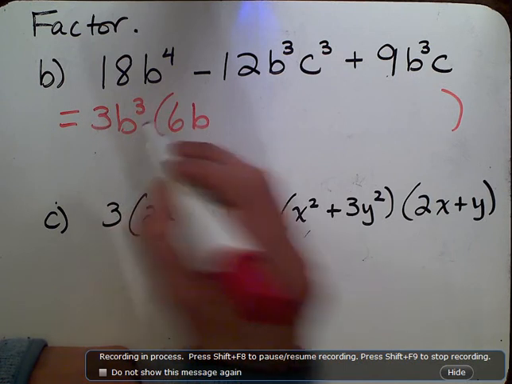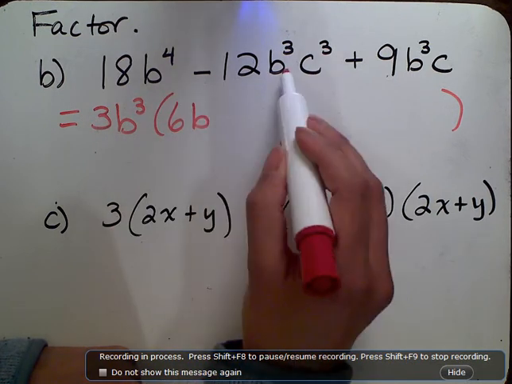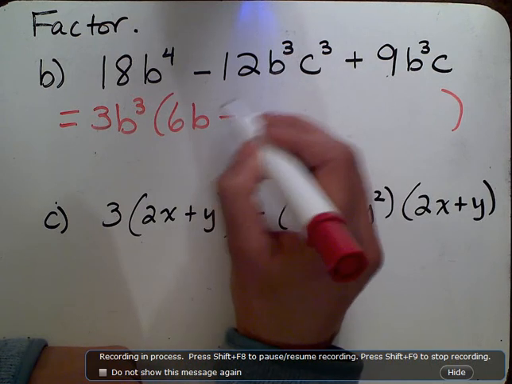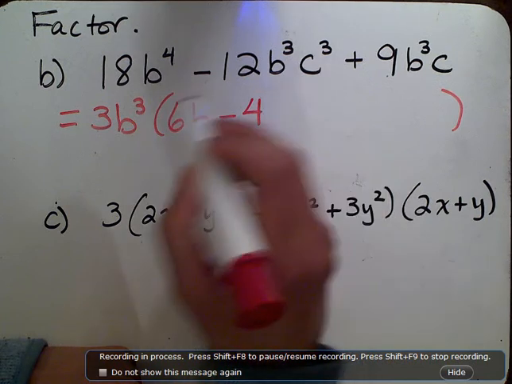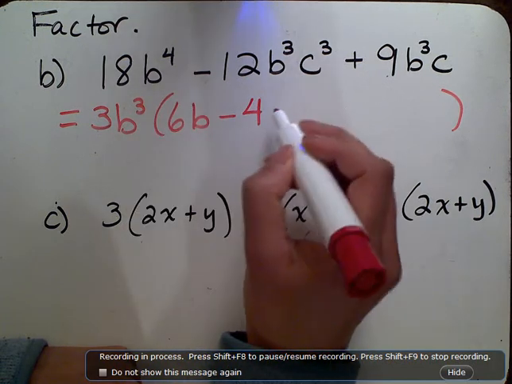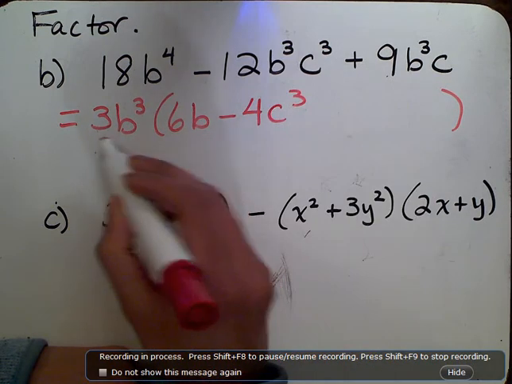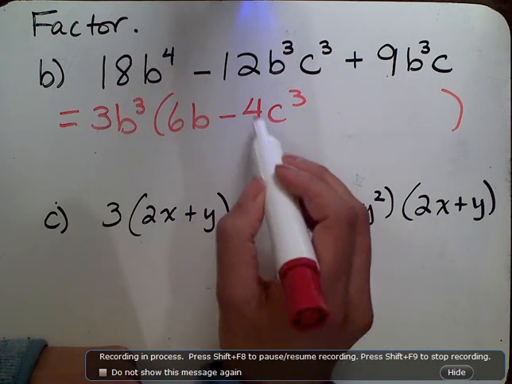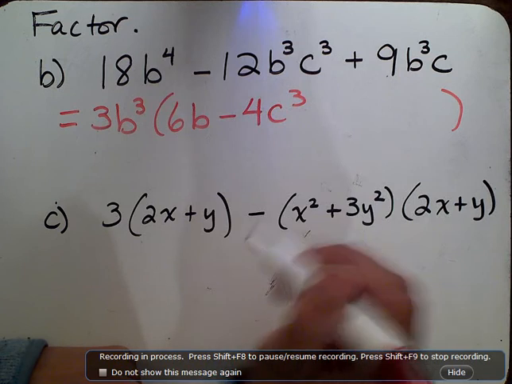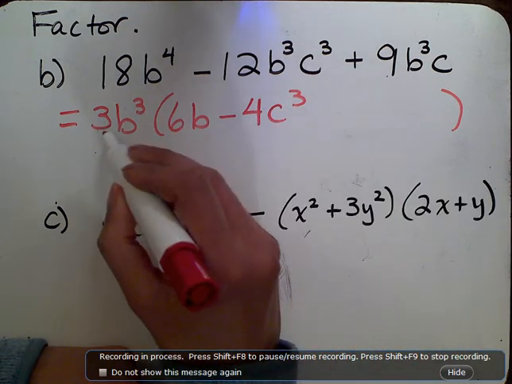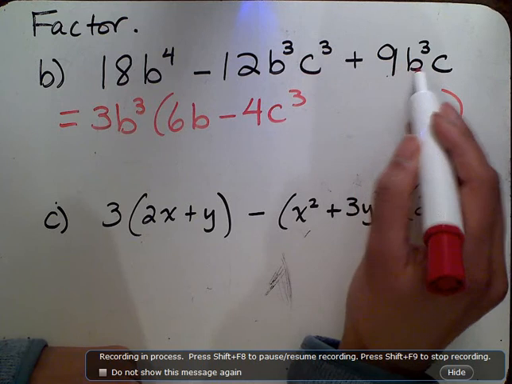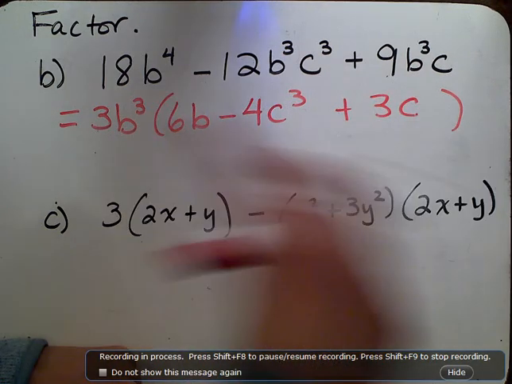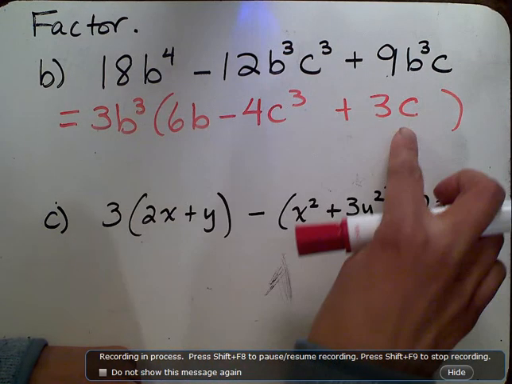3b cubed times what will give me a negative 12b cubed c cubed? So this time, to get the negative 12, I'm going to have to multiply by negative 4. And then I need that c cubed part there, so it's going to be c cubed. So 3b cubed times negative 4c cubed, when I multiply it, gives me the negative 12b cubed c cubed. I'm going to do that one last time and ask myself, 3b cubed times what is going to give me the 9b cubed c, and the answer to that would be 3c. I want to double check. 3 times 3 is 9. b cubed times c gives me that b cubed c.